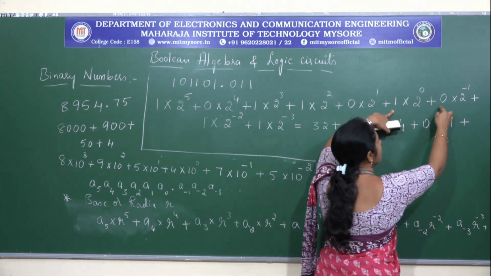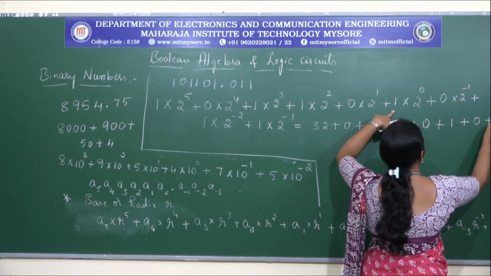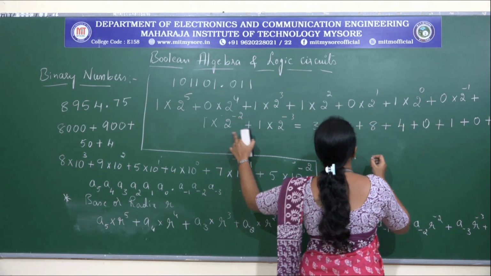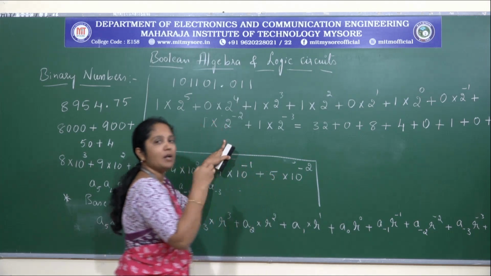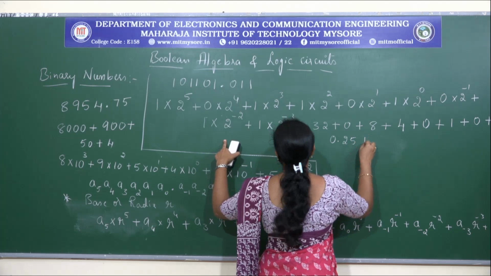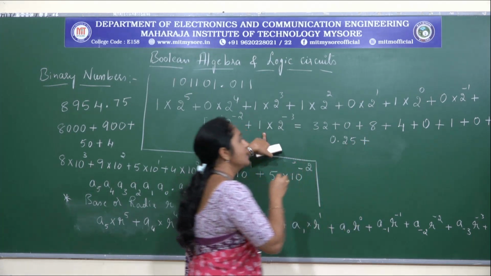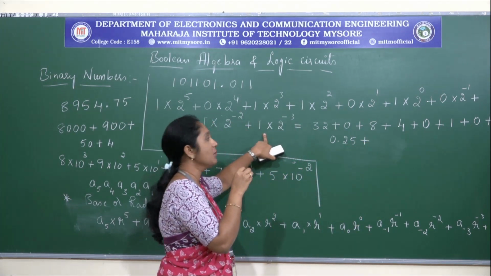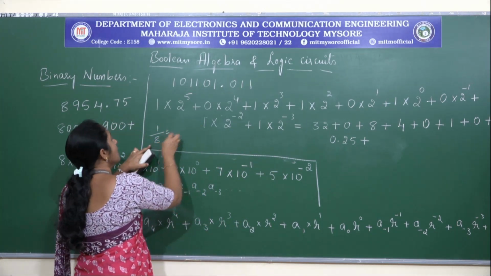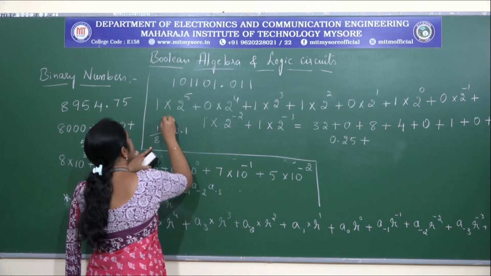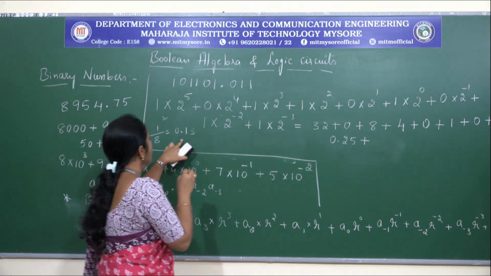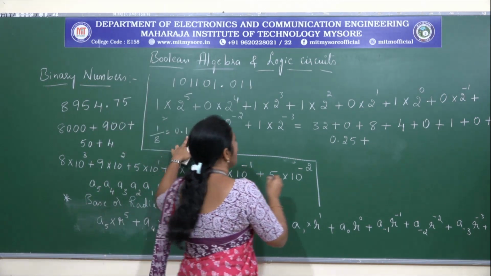Plus next we have 0 into 2 power minus 1. Plus next we have 1 into 2 power minus 2. 1 into 2 power minus 2 is 1 by 4, and 1 by 4 is 0.25. Plus 1 into 2 power minus 3, which is 1 by 8. So its equivalent is around 0.13.